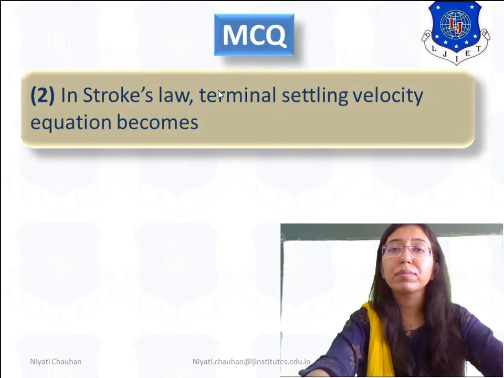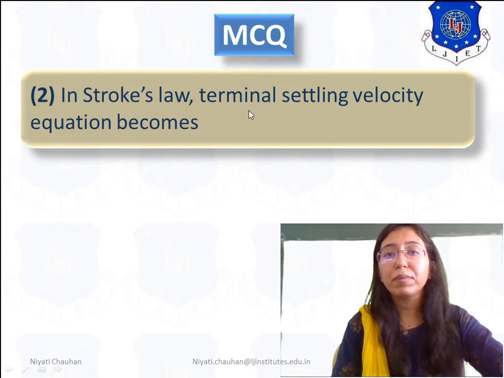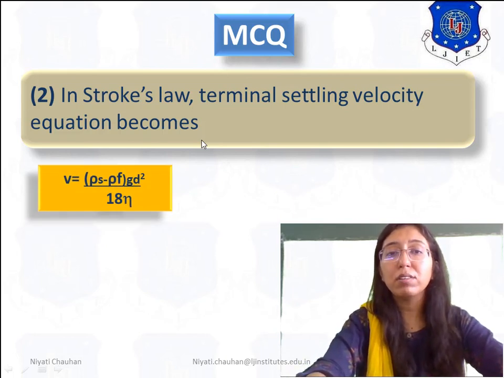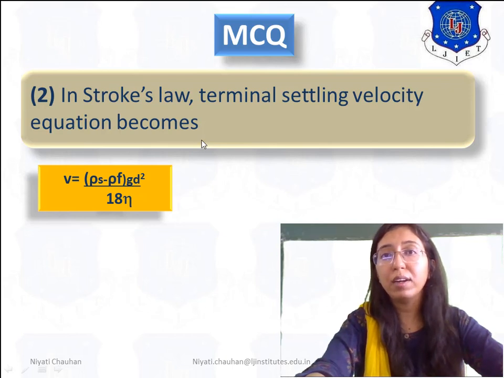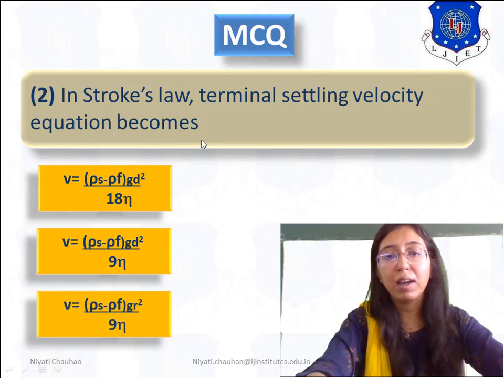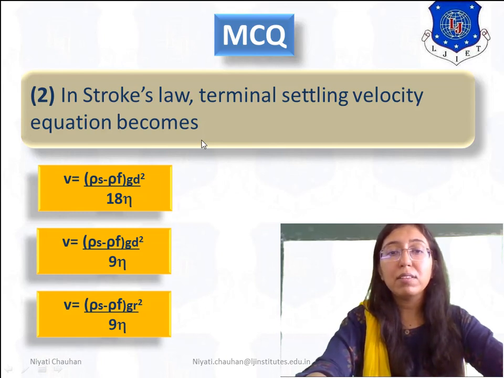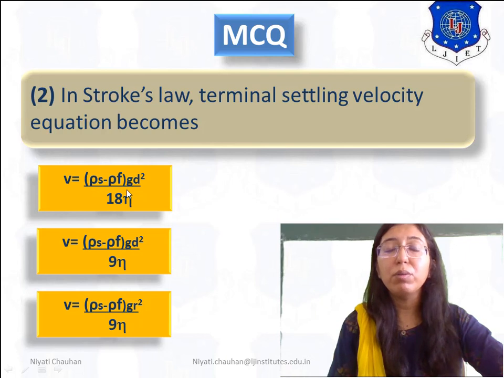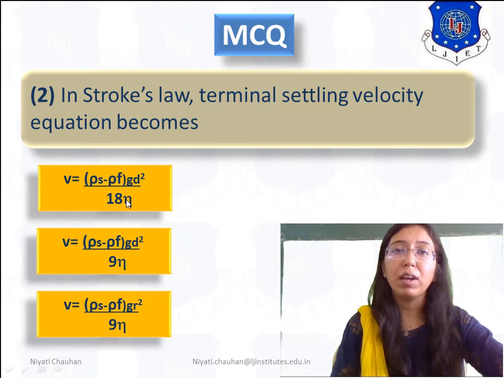Next question: in Stokes law, the terminal settling velocity equation becomes, first, v is equal to rho s minus rho f g d square upon 18 eta. Next, rho s minus rho f g d square upon 9 eta. And last, v is equal to rho s minus rho f g r square upon 9 eta. The answer will be v is equal to rho s minus rho f g d square upon 18 eta.